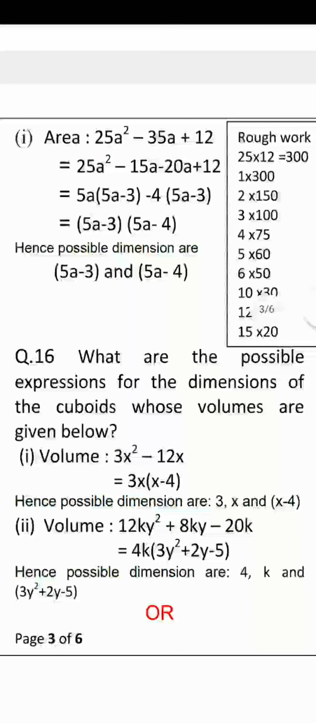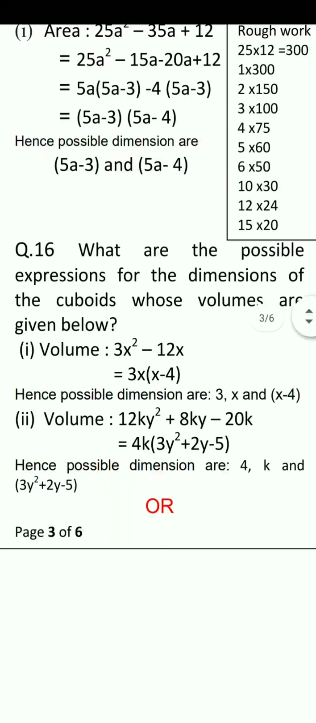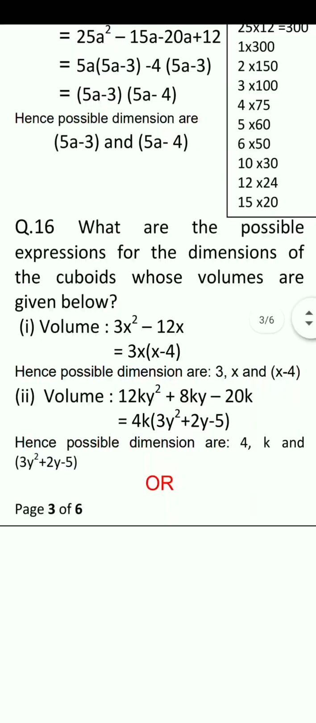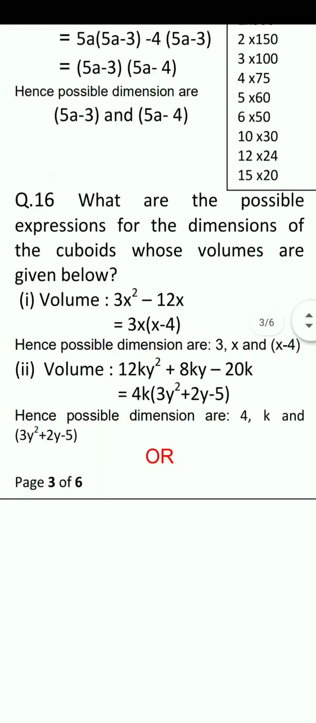Now see question number 16. What are the possible expressions for the dimensions of the cuboid whose volumes are given below? The volume of the cuboid is L into B into H, meaning we have to find the three factors to find the dimensions. In the first part it is given 3x square minus 12x. Here we have to factorize it by taking the common factor. The common factor of 3x square and 12x is 3x. So 3x bracket x minus 4. So hence possible dimensions are 3, x and x minus 4.